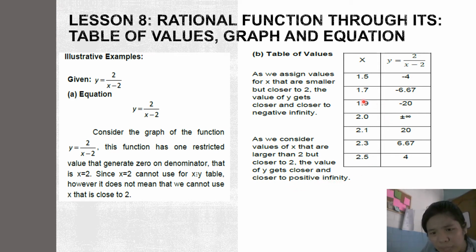Therefore, when x is smaller than 2 but approaching 2, the value of our function also approaches negative infinity. When x is greater than 2 but closer to 2, the value of our function is closer and closer to positive infinity. It gets larger. So, that's the table of values.